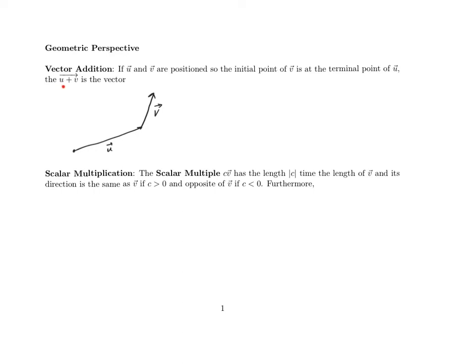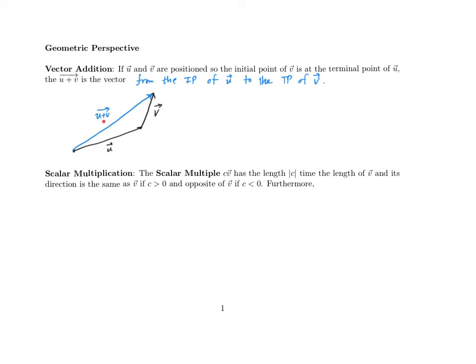Then u plus v is the vector which goes from the initial point of u to the terminal point of v. I think it's always more complicated in words, so let's get a picture. It goes from the initial point of u to the terminal point of v. But it is required upon having this configuration in the correct form.